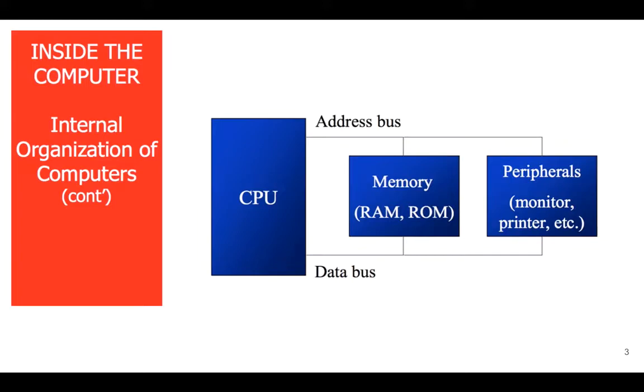The CPU is connected to the address bus and to the data bus. The two memories, the RAM and the ROM, and the peripherals, like monitor, printer, and others, are also connected to the address bus and to the data bus.